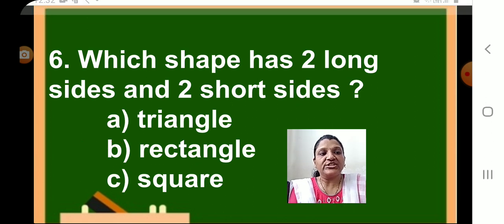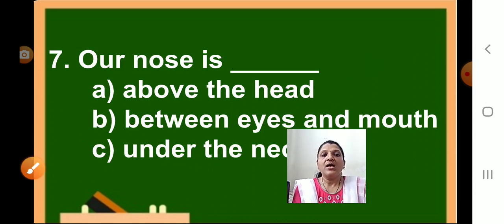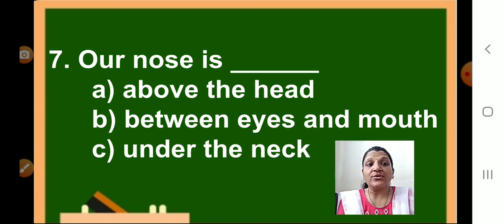Now next question. Question number 7. Our nose is dash. Now we will read the given options carefully. Option A, above the head, between eyes and mouth, or under the neck. Where is our nose? Which is the correct position?